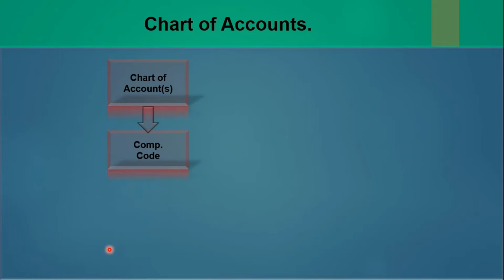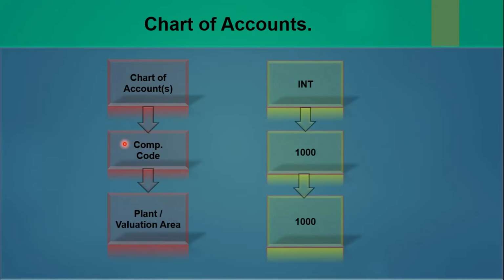So we know each chart of account is assigned to a company code and the company code is further assigned to a plant, and we know plant and valuation area are the same. So plant is nothing but the valuation area in material management. So this is one practical example, the standard one. We know the INT chart of account is always assigned to the standard company code 1000, and that company code 1000 is assigned to plant 1000 if you check the standard system and standard configuration that is readily available from SAP.